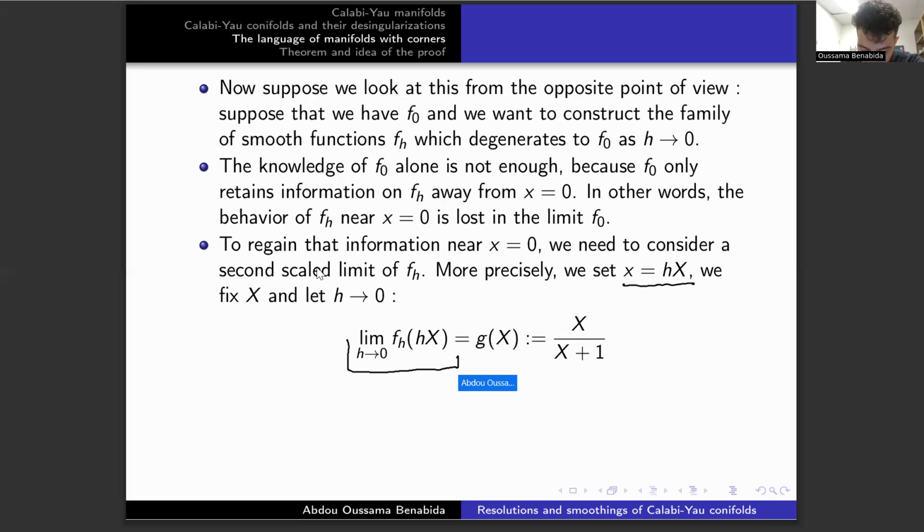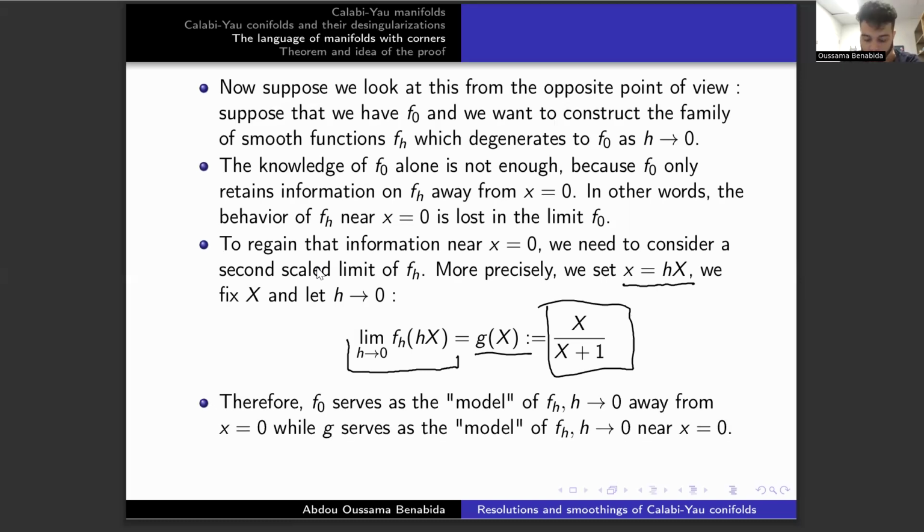It's the limit when h goes to 0 of f_h of hX, and we call this g of X. And here this gives us a second limit, which is big X over big X plus 1. So intuitively, this means that f_0 serves as the model of f_h when h goes to 0 away from x equal to 0, while g serves as the model near x equal to 0.